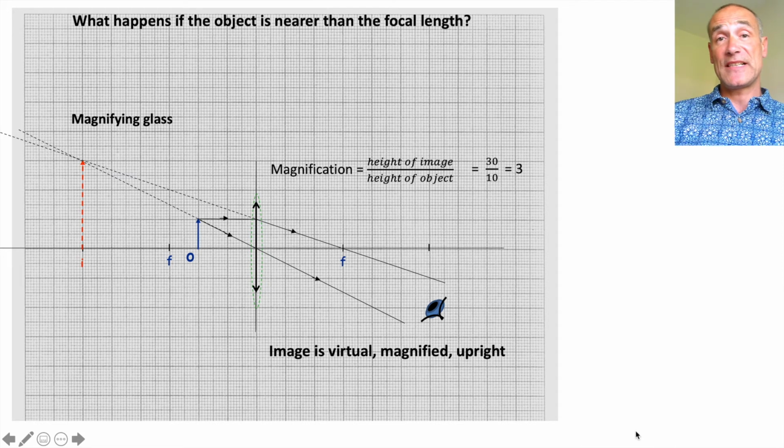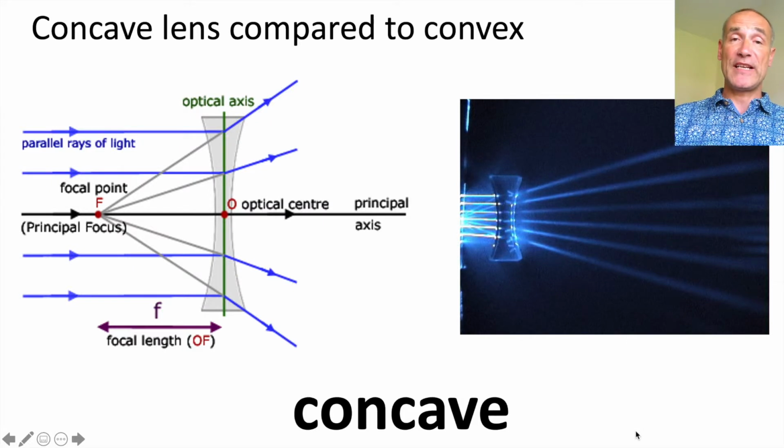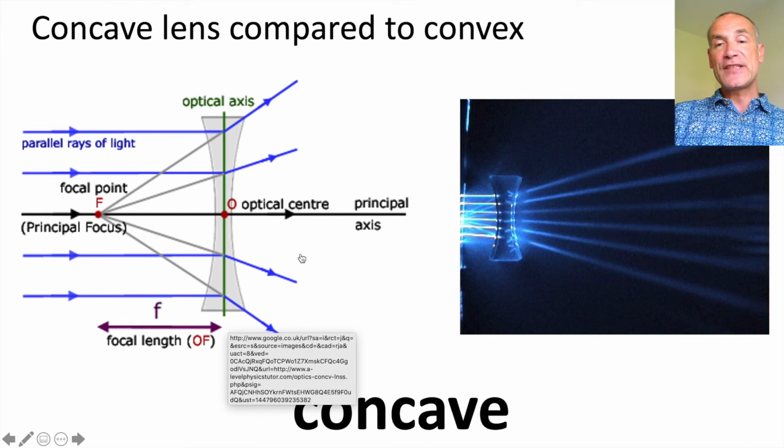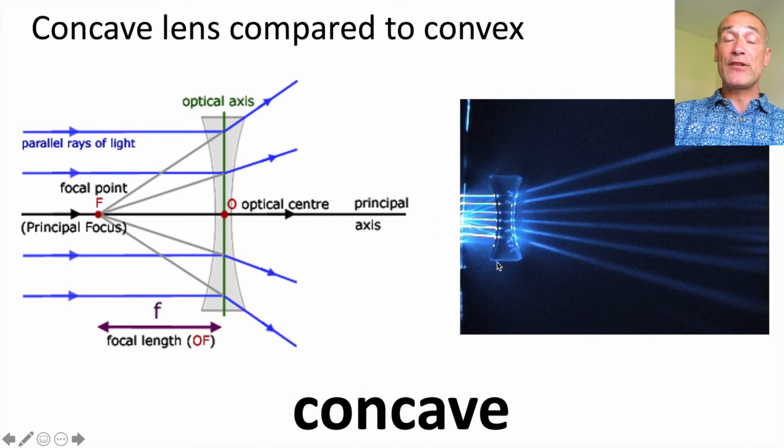So that was convex lenses. So what about a concave lens? Well, a concave lens, instead of coming out and curving out, it curves inwards. And you can see that if we put parallel light onto a concave lens, then the rays diverge as though they've come back from the same point here, which is called the principal focus point.